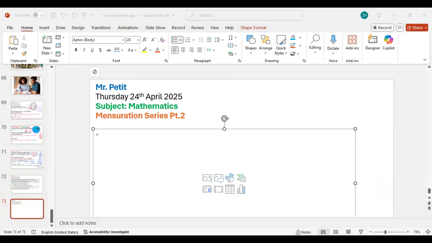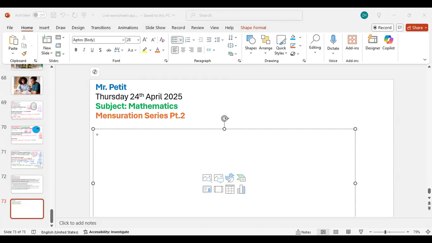What is the formula for the area of a circle? Pi r squared, very good. Next, what is the formula for the area of a semicircle? Pi r squared divided by 2. Very good. Pi r squared divided by 2.